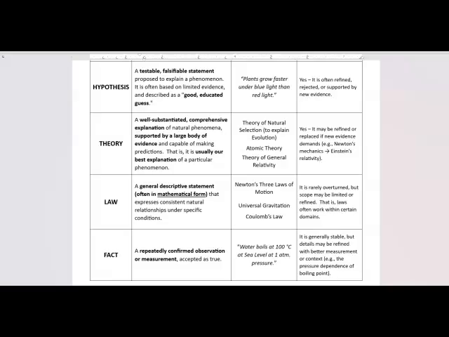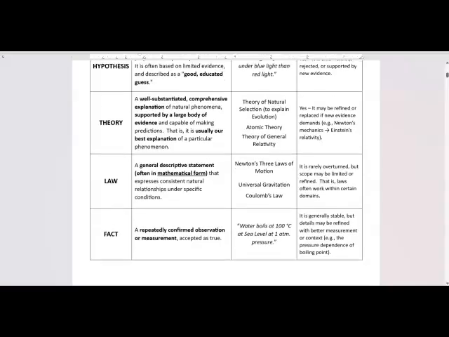So the theory of natural selection to explain evolution, atomic theory to explain the structure of the atom and the behavior of the atom, and the theory of general relativity. This is a theory come up with by Einstein in 1915 to explain how gravity works. Newton figured out what gravity does. Einstein figured out why it works. And that's way beyond the scope of this course, and I'd be happy to explain it offline. But these are examples of a theory.